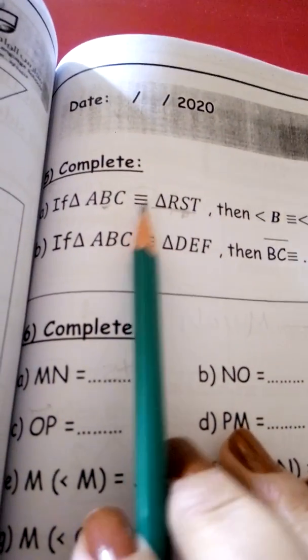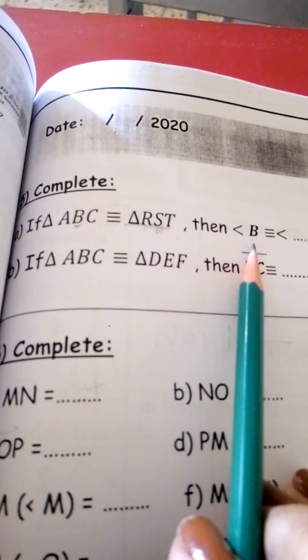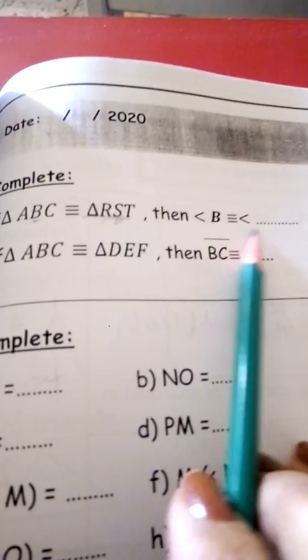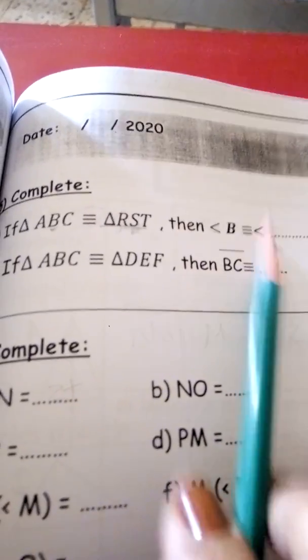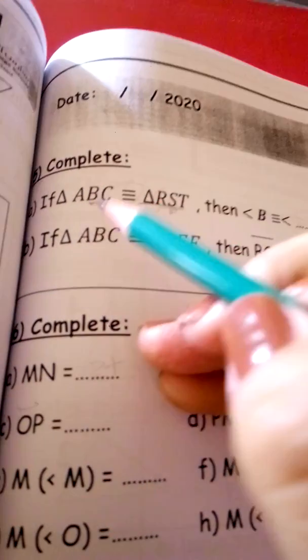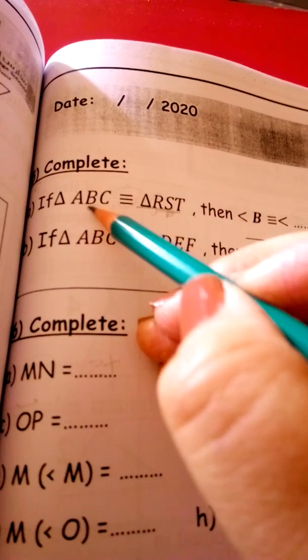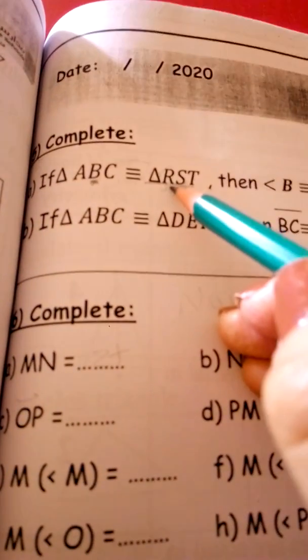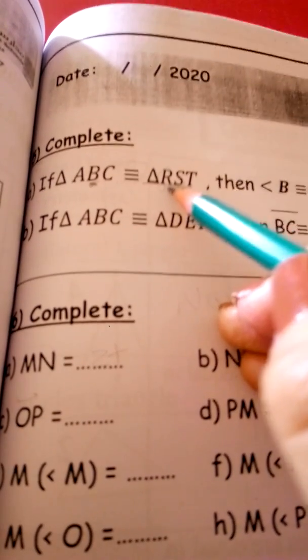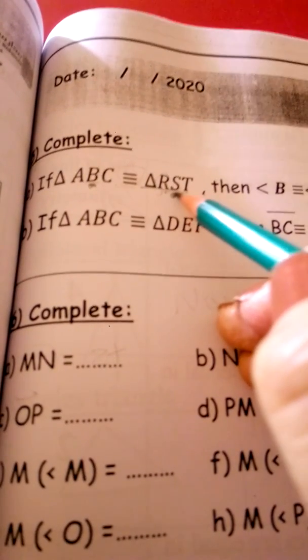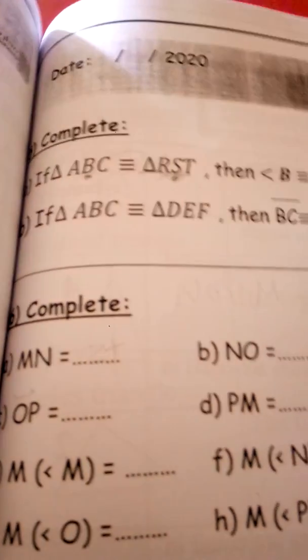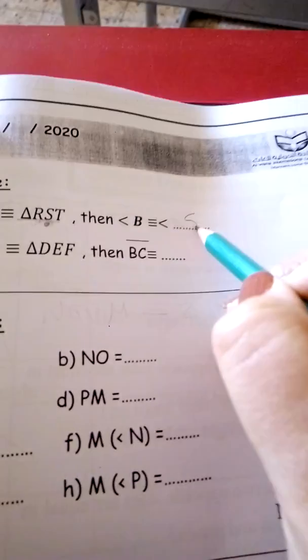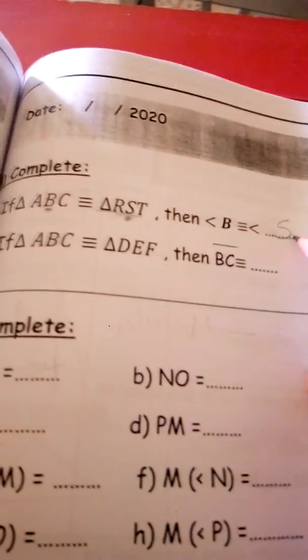For example, if triangle ABC is congruent to triangle RST, then angle B is congruent to angle what? ال B هنا what's the order of B؟ First, second. يبقى I want the second angle. First, second يبقى the second angle equals S. يبقى angle B is congruent to angle S.